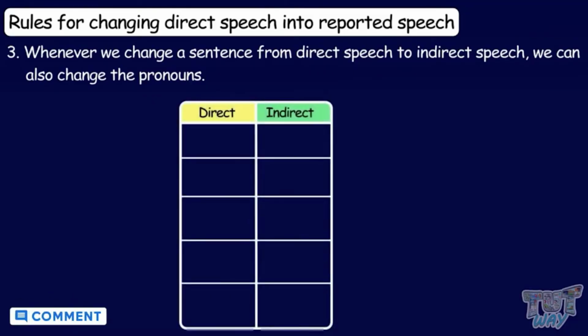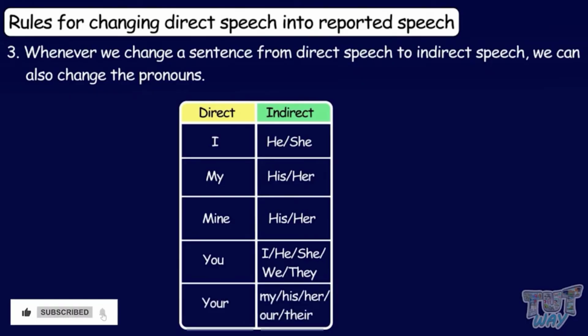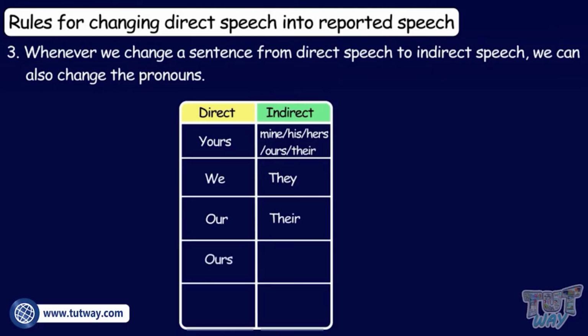Given below is a conversion table for pronouns. I in the direct speech will change to he or she in the indirect speech. My will change to his or her. Mine will change to his or her. You can change to I, he, she, we, they according to the context. Your can change to my, his, her, our, their. Yours can change to mine, his, hers, ours, their. We will change to they. Our will change to their. Ours will change to theirs. These can change to those.